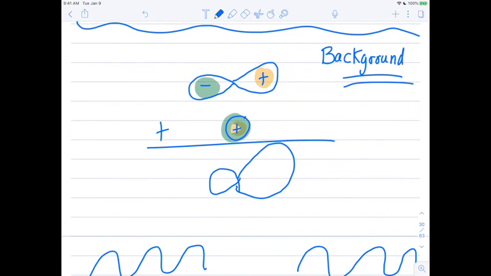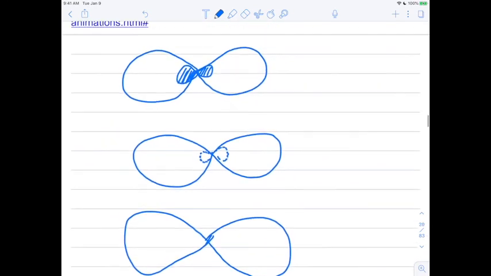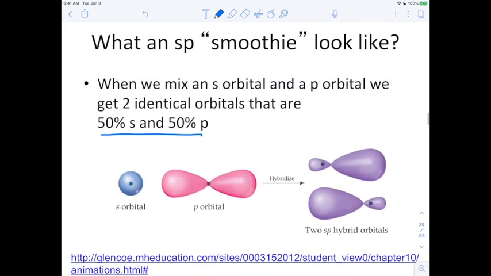So any questions on anything there? Or anything that we've talked about so far with this idea of the hybrid orbitals?